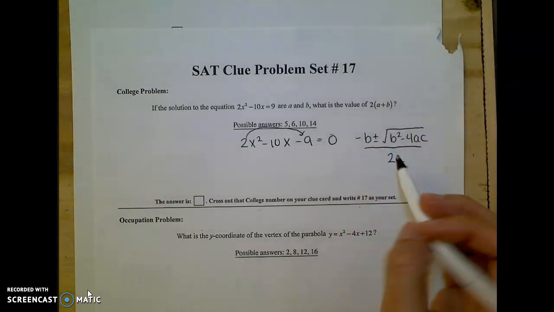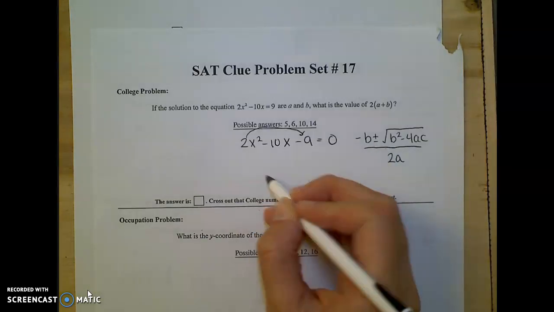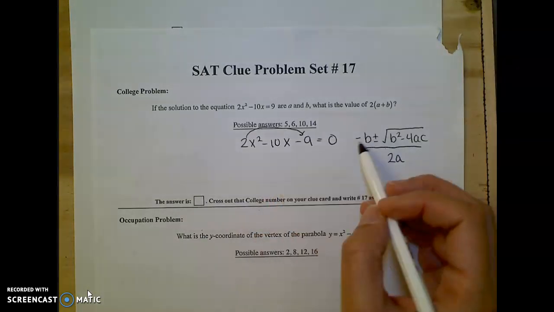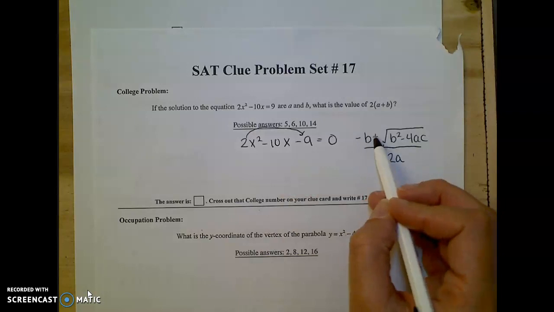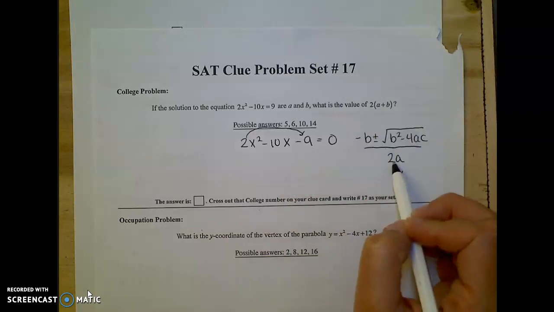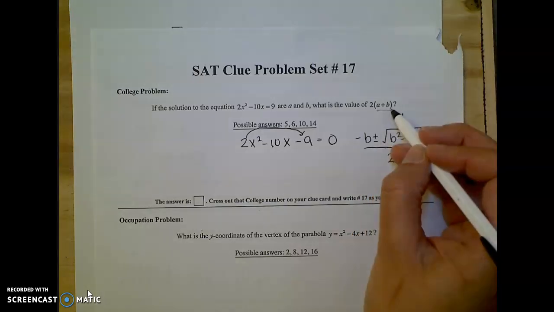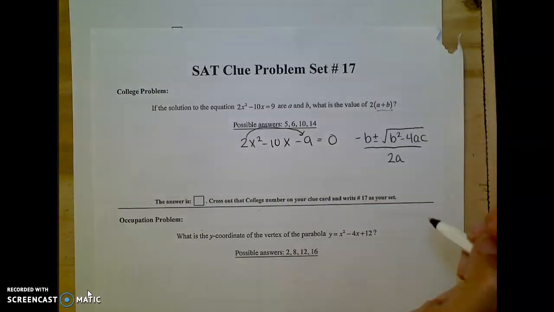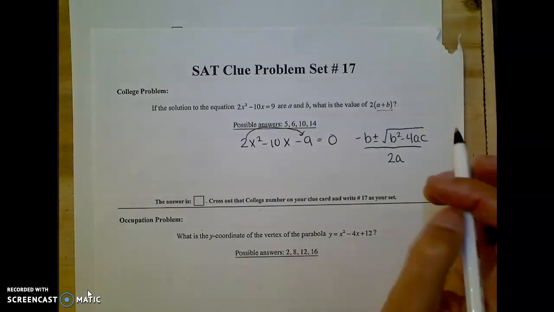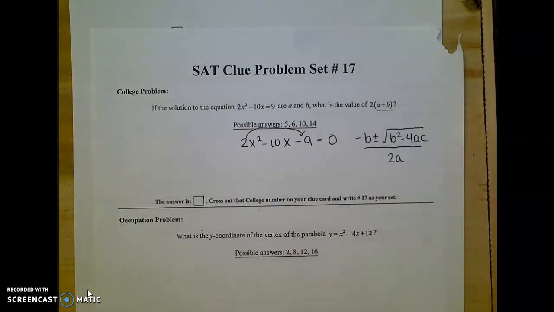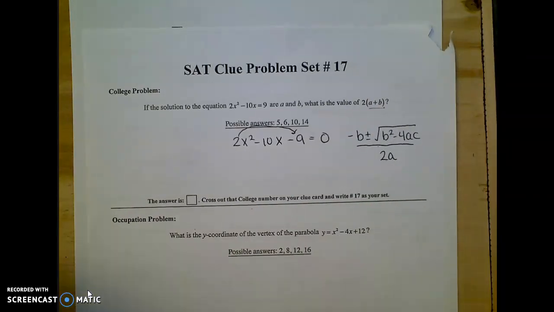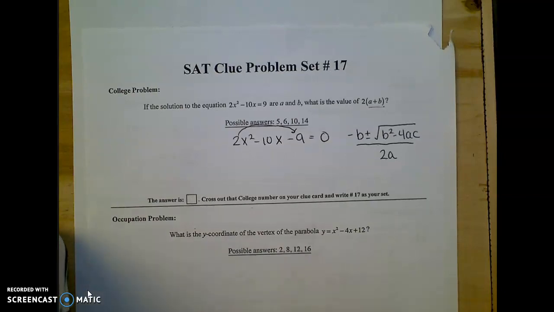Once you get that, you will have two answers, one of which will be where I do negative b plus that number divided by 2. The other one where I subtract, and then I'm supposed to add them up and double it once I get it. So I think you can probably finish that one. And if you do have an extra question on it, ask me in class.